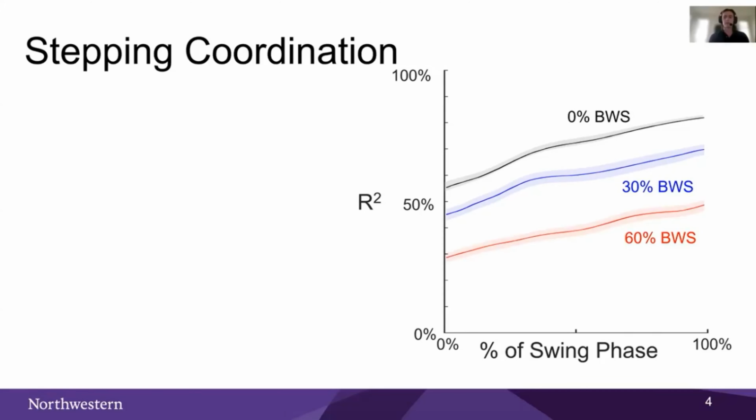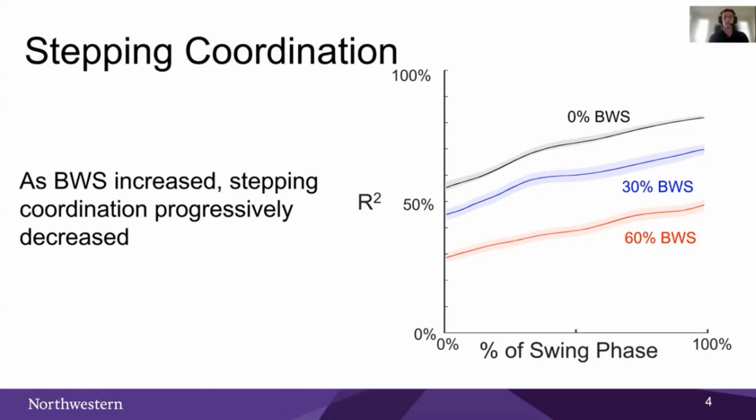This trend continues as we increase bodyweight support to 60%, where only 50% of variability in foot placement can be explained by variability in center of mass state at the end of swing phase. The R² time series trajectory at 60% was significantly different than at 0 or 30. So as bodyweight support increased, stepping coordination progressively decreased. This may reflect a stabilizing effect of bodyweight support, where the demands to maintain lateral stability are reduced as the percentage of bodyweight support is increased.